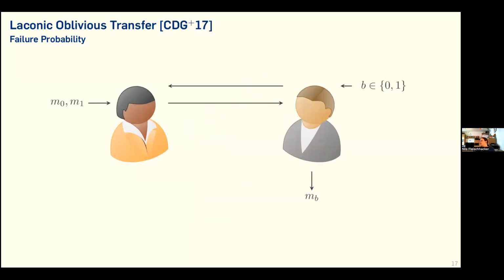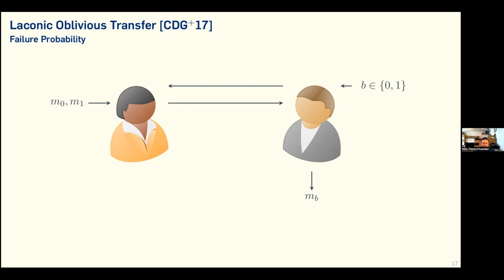So to explain that, let me take a step back and just start with what Oblivious Transfer is. An Oblivious Transfer is basically a protocol between two parties. One of the parties, say on the left, Alice, wants to send one of two messages to Bob. So she has two messages, Bob has a bit, and they communicate, and at the end, Bob learns the message MB.